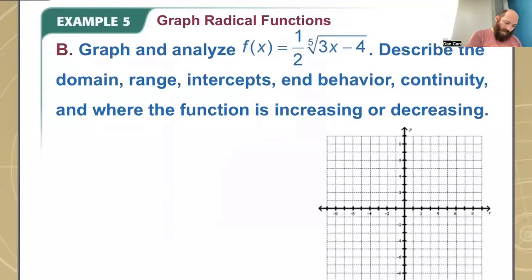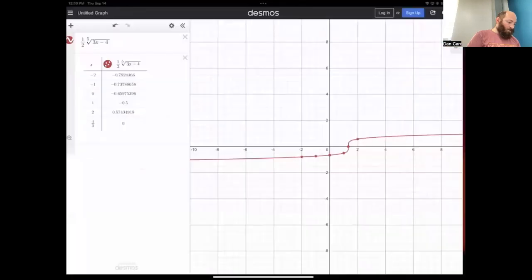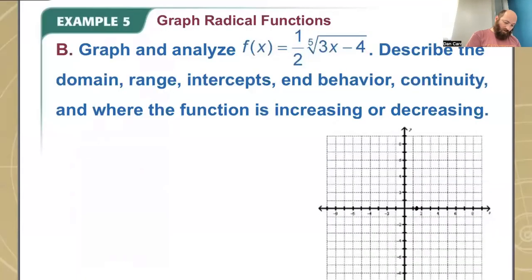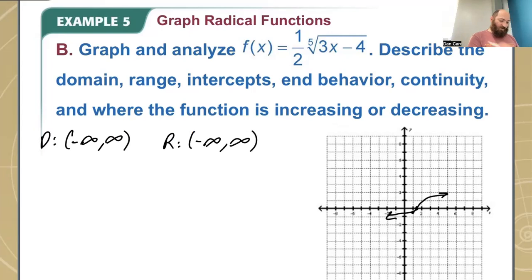So let's come back. We're crossing at 4/3, 0 right there. At 0, it was at negative 0.6, but at 1, it was at negative 0.5. Just enough to get me a feel for how it's going to look, because again, all I really care about is these characteristics. So for my domain, because it's an odd root, we don't have to do anything with what's inside the radical. You saw the graph, it's just negative infinity to infinity. There's also going to be no restrictions on my range. This will also be negative infinity to infinity.